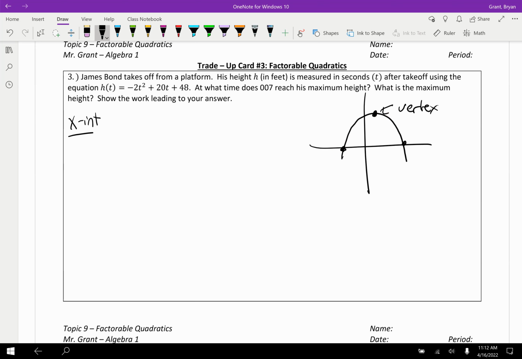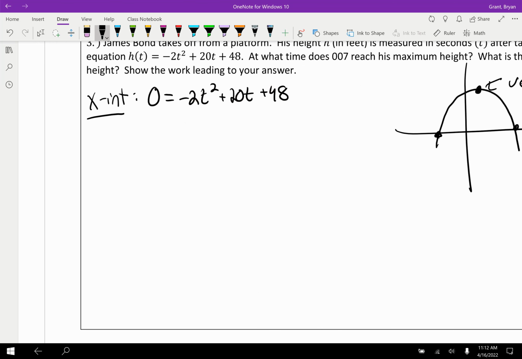Okay, x-intercept wise, we're going to set 0 equal to our equation, negative 2t squared plus 20t plus 48. Okay. Well, then from here, luckily, we should notice that we can actually divide everything by 2, or in fact, negative 2, because that will put a nice 1 in front of our t squared. So I'm dividing out the negative 2 from everything. That will leave me with t squared minus 10t minus 24. Okay. And then we can go straight to our factored form.